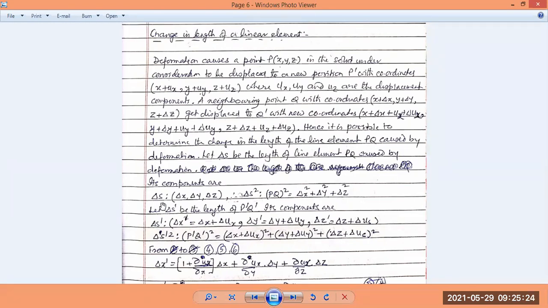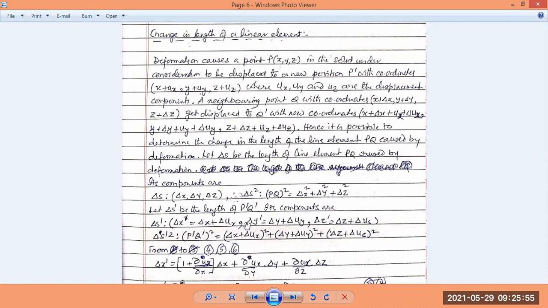The change in length delta S will be given by delta X, delta Y, and delta Z, and delta S square will be equal to delta X whole square plus delta Y whole square plus delta Z square. Now, you may ask why it is delta X, delta Y, and delta Z. Consider PQ going from P to P dash, and Q to Q dash.